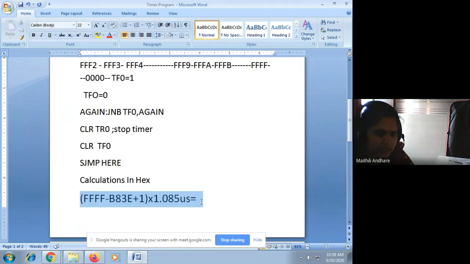Tell me the calculations. All of you know how to do hex number system subtraction. You have already done it in digital or in the first year also. So you can use the calculator also. First of all, tell me this bracket value, and then you have to convert that bracket value into its decimal in the same manner.